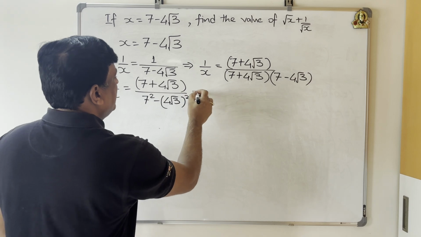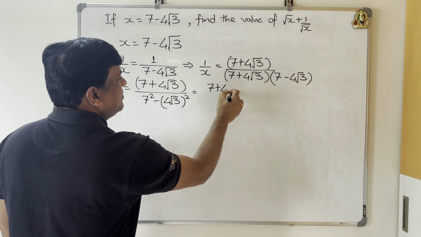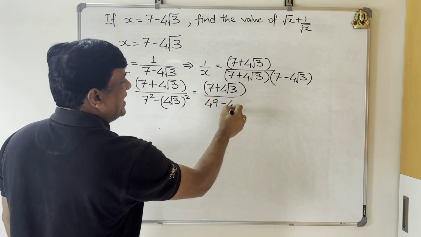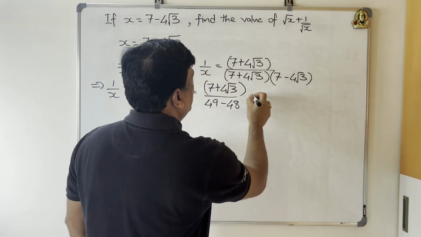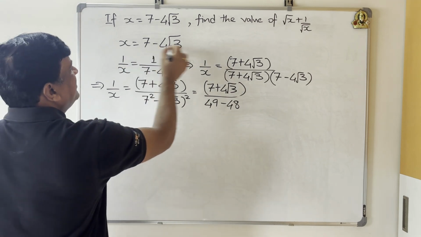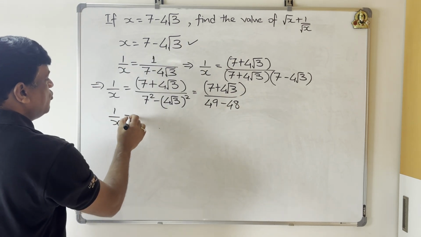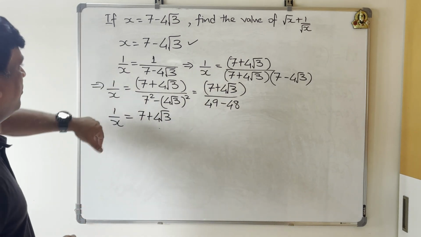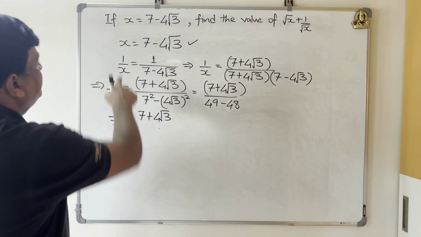So what do you get over here? When you open up, the numerator is 7 plus 4 root 3. Leave it like that, and here you get 49 minus 48, which is equal to 1. You get a 1 over here. So now x is equal to this one, and 1 by x you got it as 7 plus 4 root 3. Look at it.